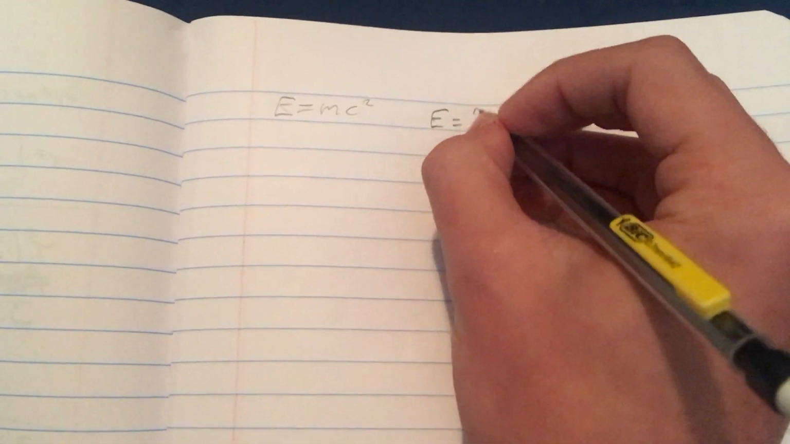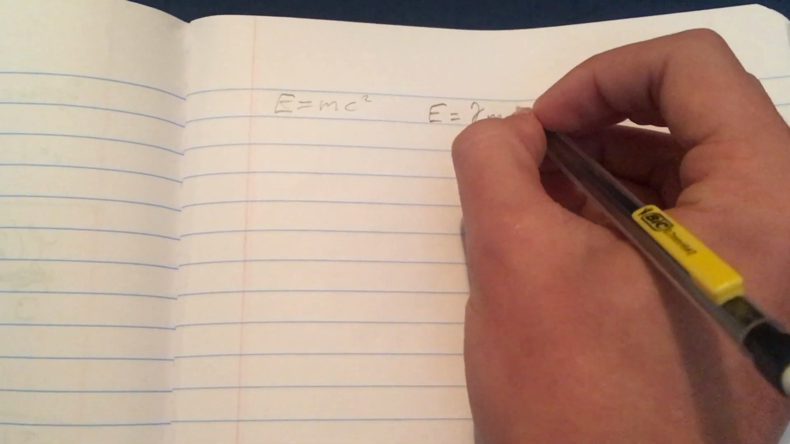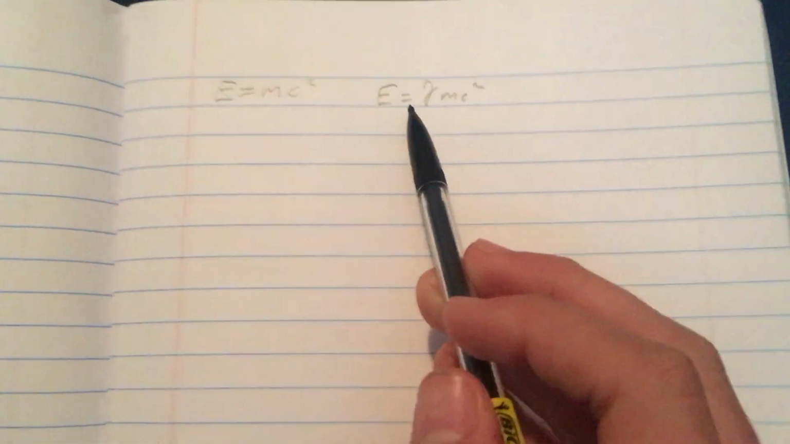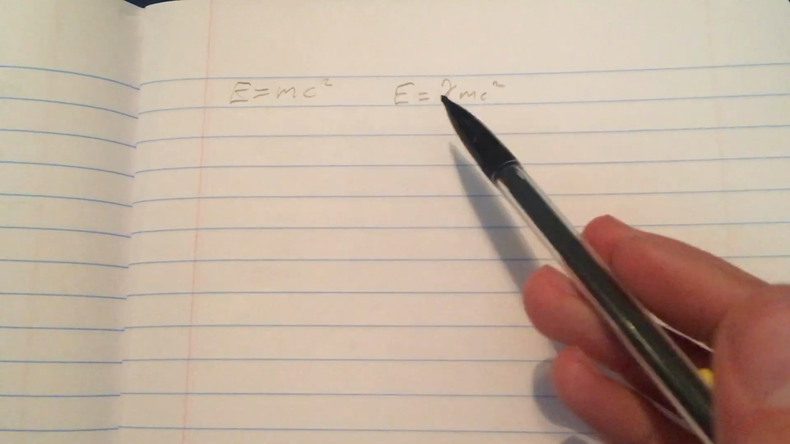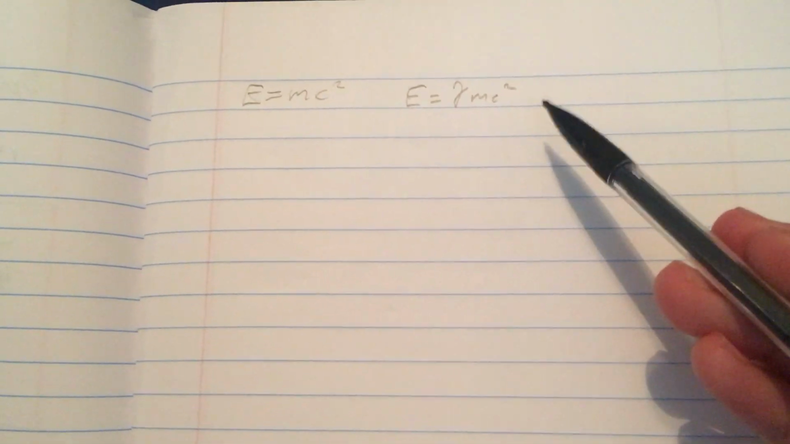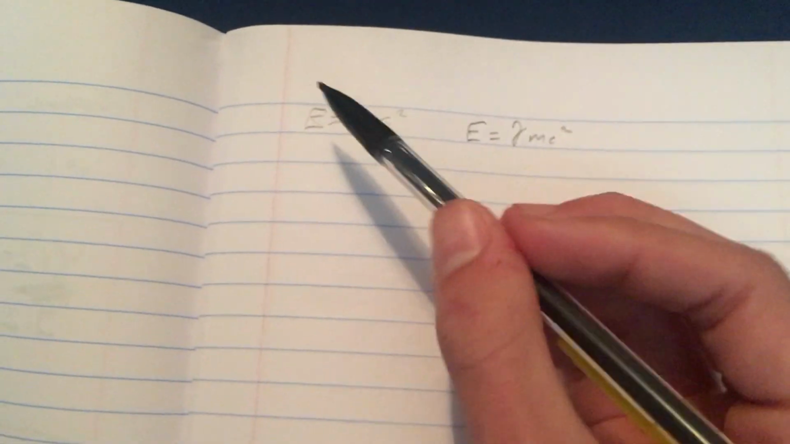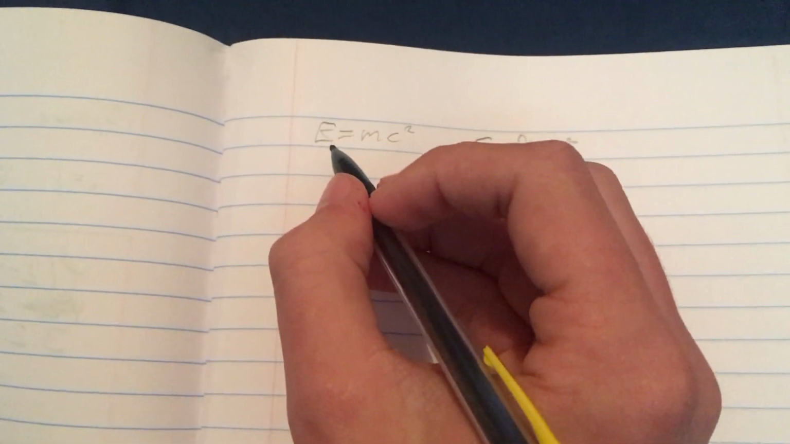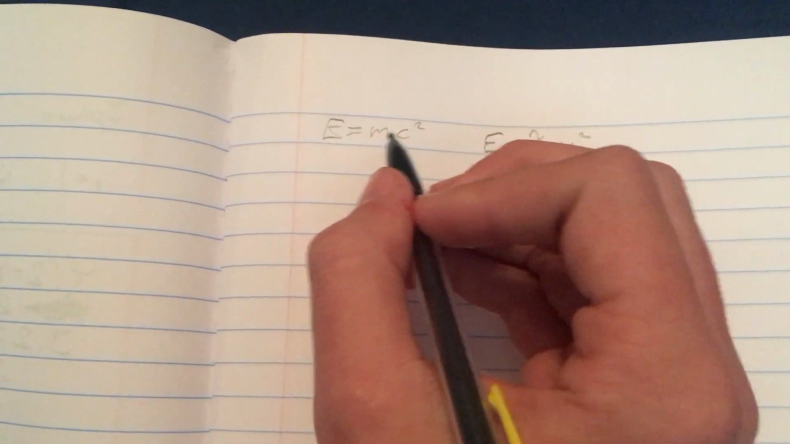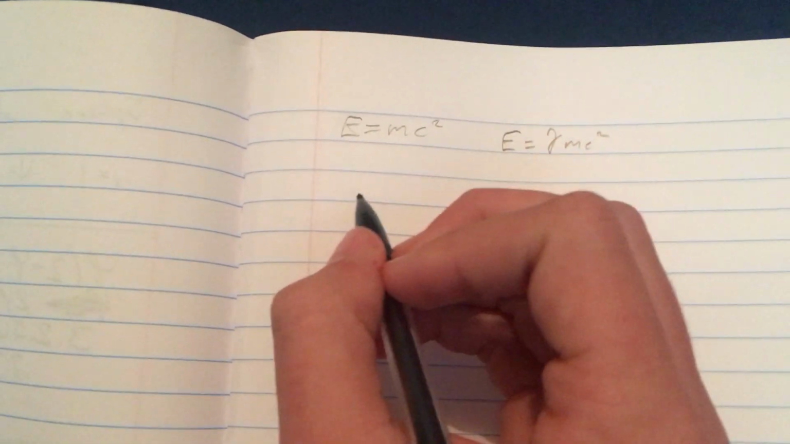the real equation is E equals gamma mc squared. That's saying energy equals gamma times mass times speed of light squared, and that's only used for really big, long, fast mass changes, because energy equals mass times speed of light squared.